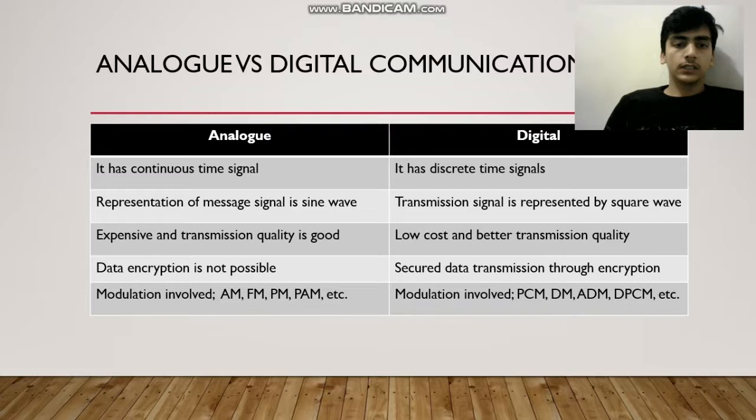Data encryption is not possible in analog, whereas secure data transmission is possible through encryption in digital. The modulation in analog involves AM, FM, PM, PAM, etc., whereas the modulation involved in digital are PCM, DM, ADM, DPCM, etc.